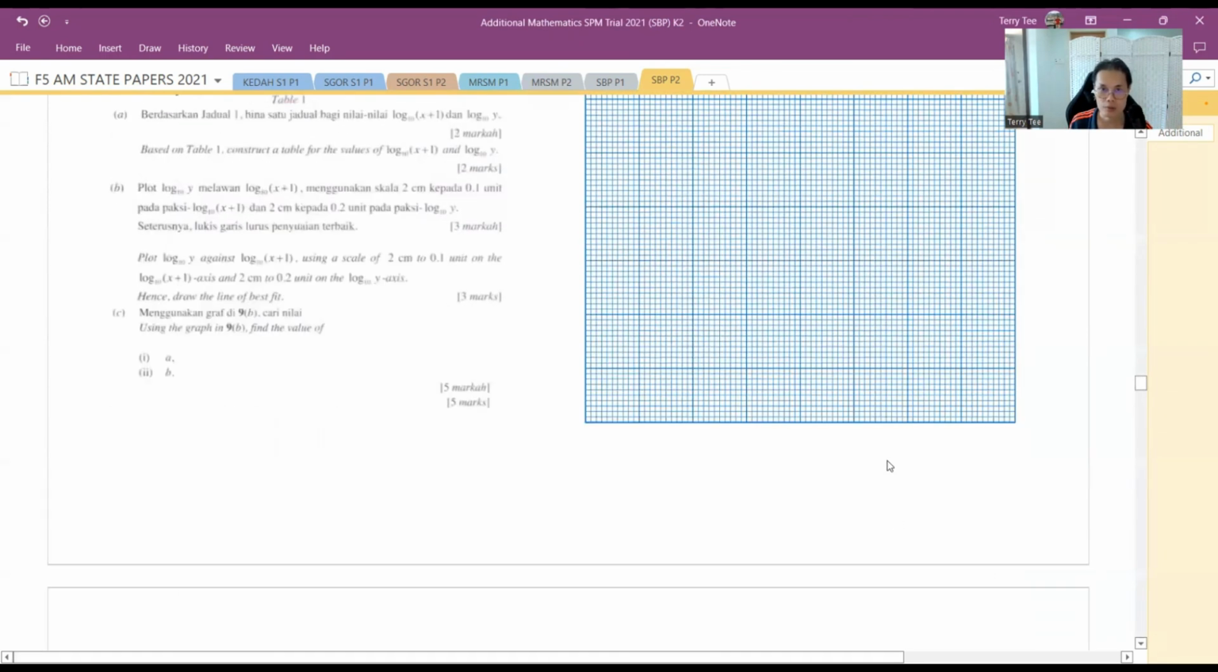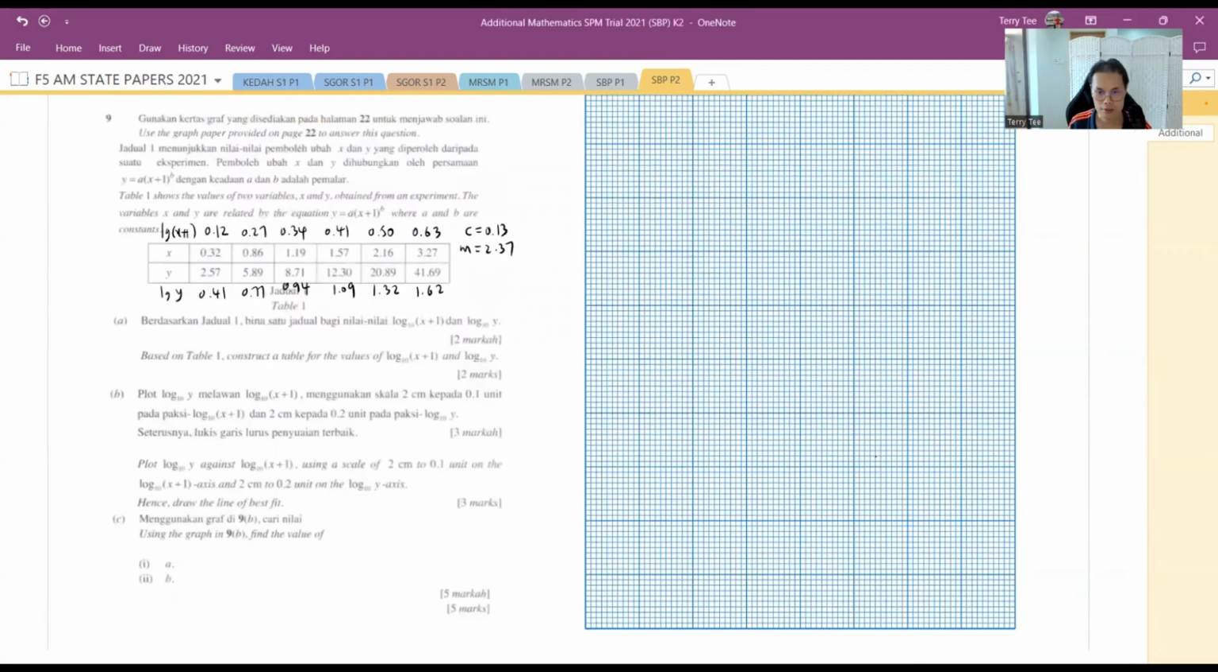Oops. 0.1 unit. So let me start from here. 0, 0.1, 0.2, 0.3, 0.4, 0.5, 0.6. My largest is 0.63, so we can go up to 0.7. This is my LG x plus 1.